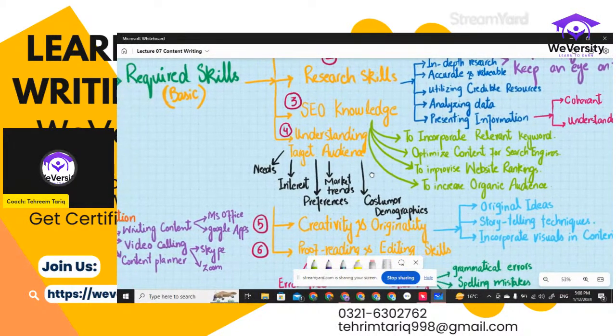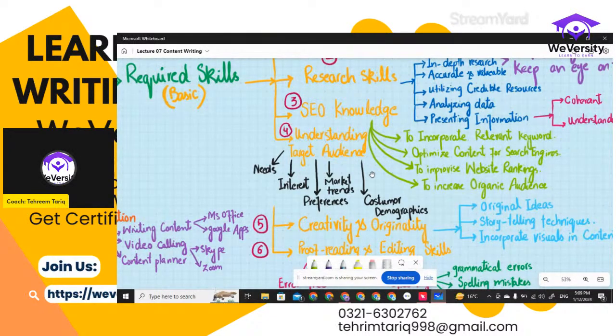Then comes understanding the targeted audience. You must have this skill as well if you want to start your career as a freelance content writer. You must understand your target audience and the needs of your targeted audience. You must know their interests, and then you create relevant content for them. You have to utilize the preferences of your targeted audience: what your audience prefers nowadays, what is on trend, what the market trend is, and what the consumer demographic is. You must have all this knowledge when you want to work as a content writer.